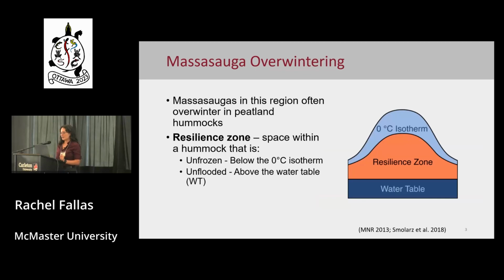So we do a lot of our research in the peatlands in this area, and it just so happens that these Massasaugas overwinter in these peatlands. And so we apply this notion of the resilience zone, which is the space between the water table and the 0 degrees Celsius isotherm. So basically that's providing conditions that are both unflooded and unfrozen.